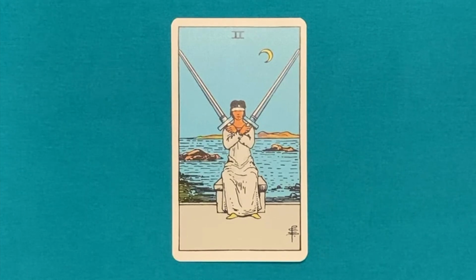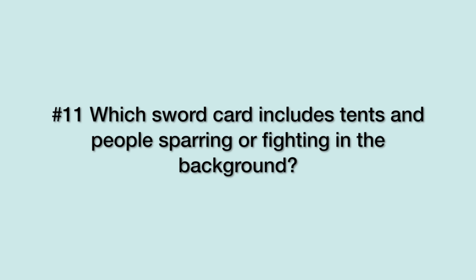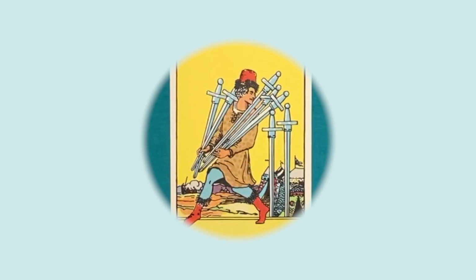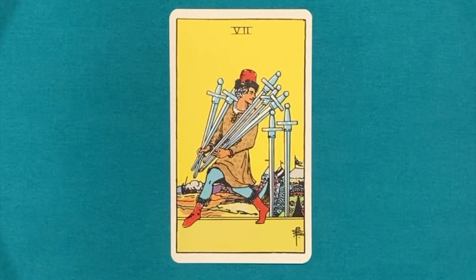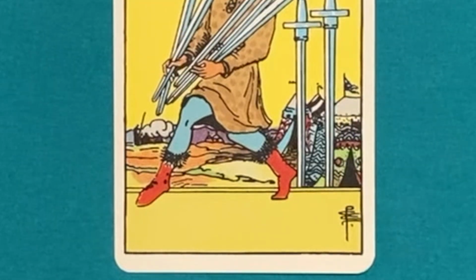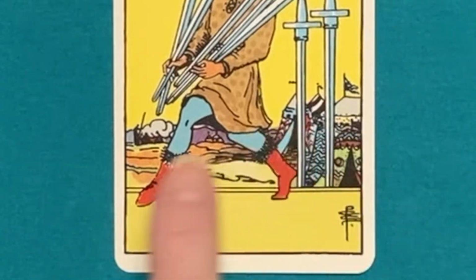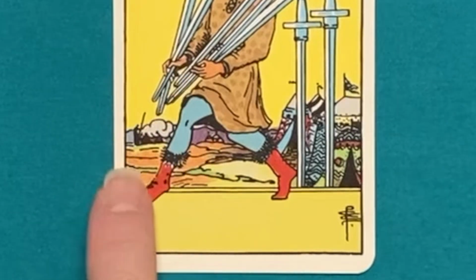Okay, so here's your bonus question. Which sword card includes tents and a few people sparring or fighting in the background? The answer is the Seven of Swords. You can see the tents on the right-hand side of the card and a group of people fighting in the background.